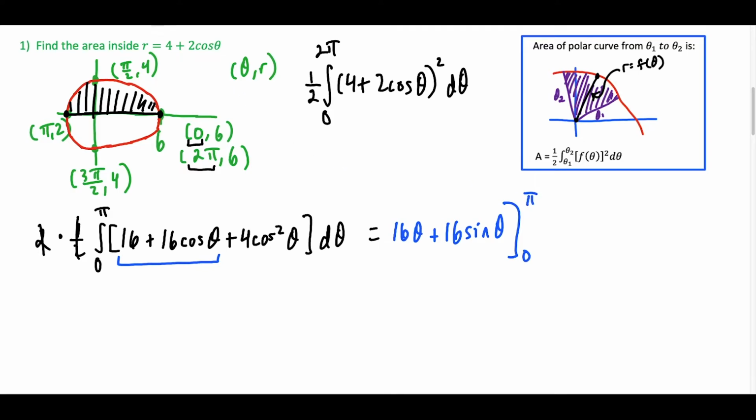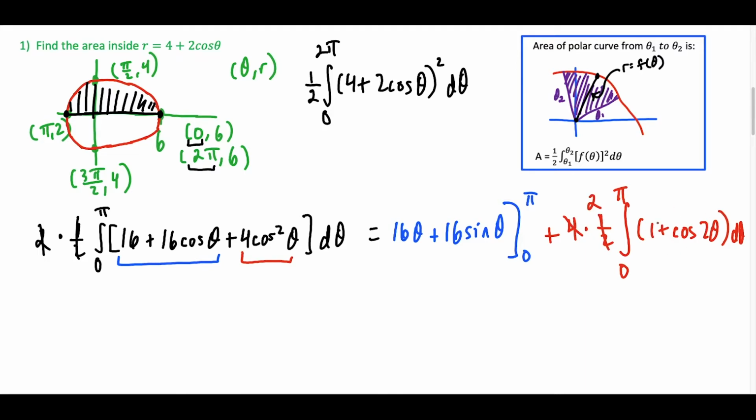Now for the last piece here, the 4 cosine squared theta, for that one, we're going to have 4 times, and the identity for cosine squared is going to give us 1/2, and we have 1 plus cosine 2 theta. But now we just have to throw the integral in. It's the integral from 0 to pi. And then we just throw our d theta at the end so that it's technically sound. And 4 times 1/2 is equal to 2.